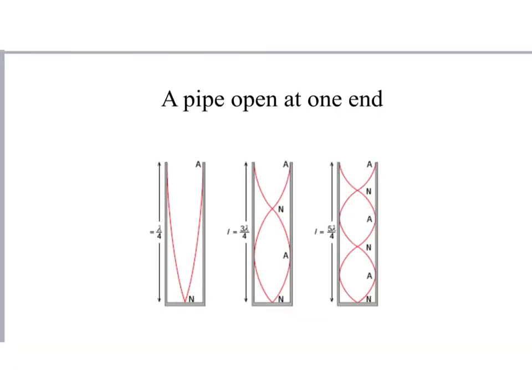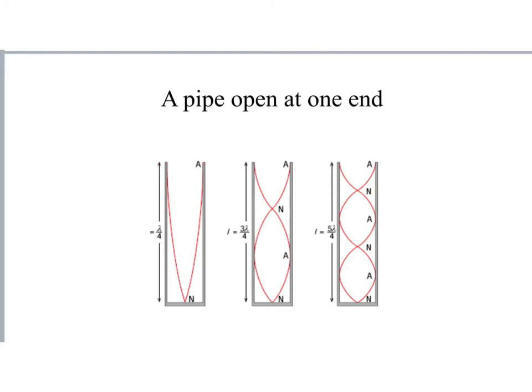Now we'll have a look at pipes. Pipes are a little bit more complex than strings. The main thing to remember is that the closed end of a pipe will always have a node, and the open end of a pipe will always have an antinode. You can see this in each of the 3 examples here. The closed end has a node, and the open end has an antinode, or an area of maximum amplitude.